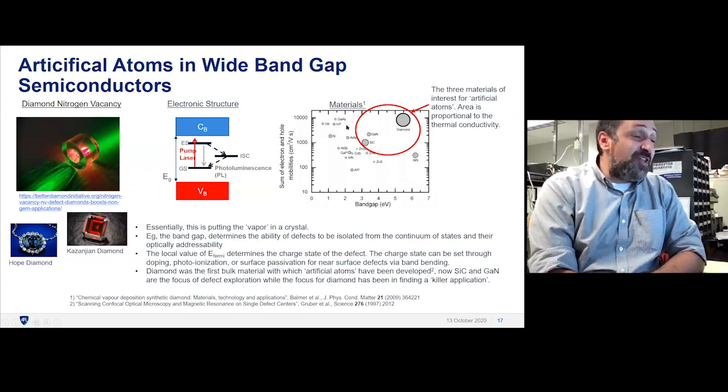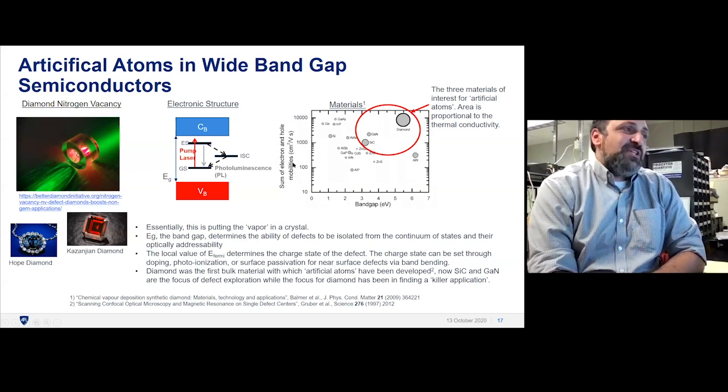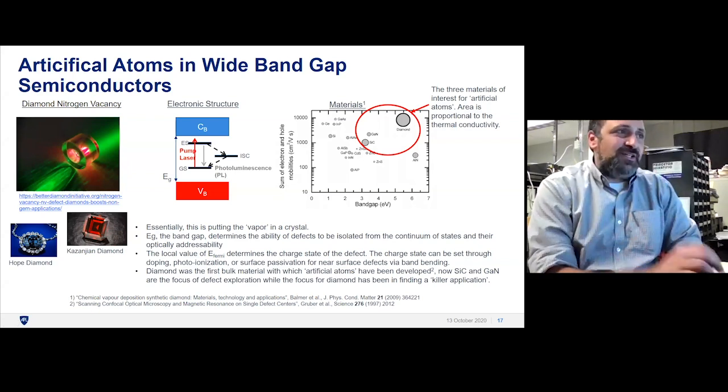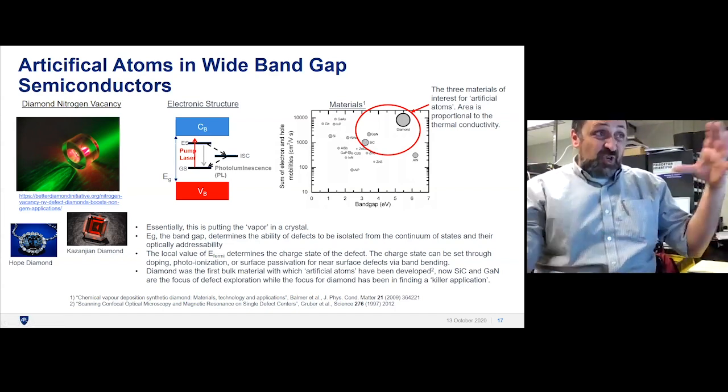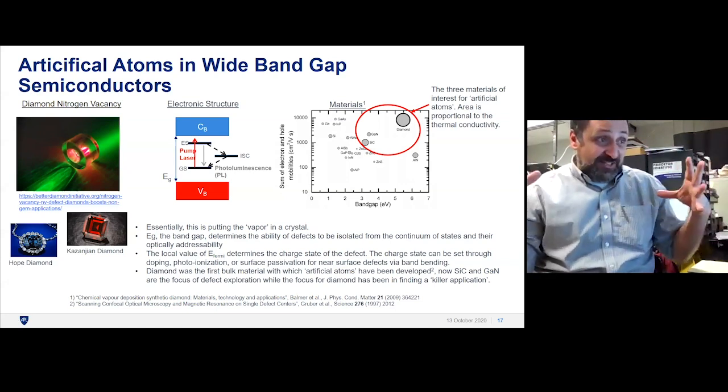This is one of my other favorite plots. So mobility is how easy it is for electrons to move in a material, so how good the crystal quality is. The band gap we just discussed. The circles are the thermal conductivity of the materials, the area, so how well they conduct heat.